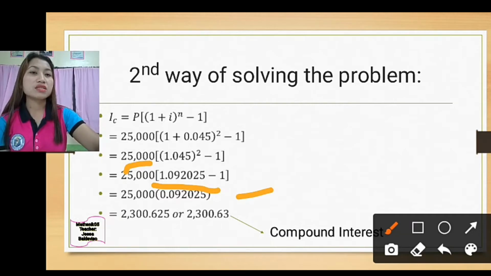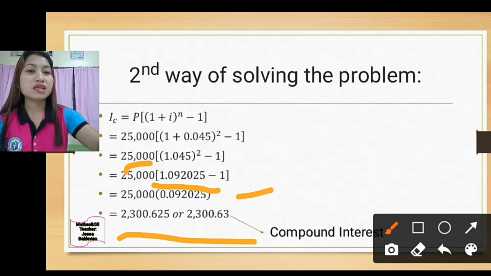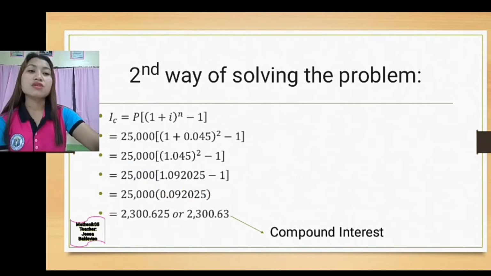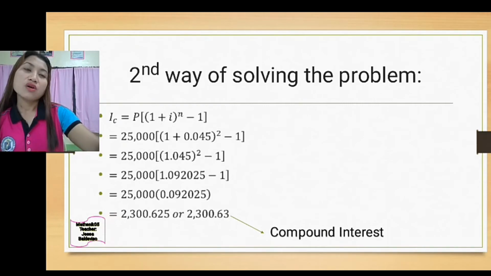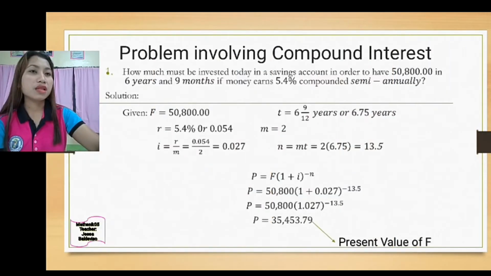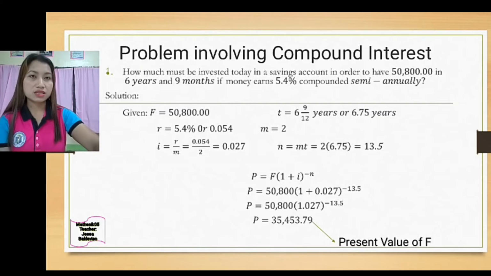So 25,000 times 0.092025. The answer for that, when you multiply 25,000 by that, is 2,300.625 or 2,300.63, which is your compound interest. Very short and easy. So students, we have here a problem involving compound interest.